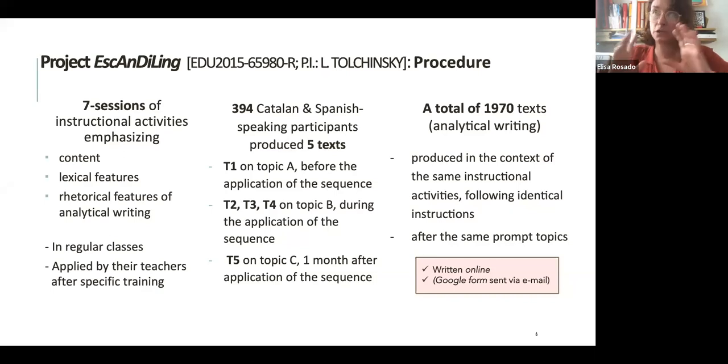Also, the sequence was quite complex, so to say. And they became familiar with the form and the evaluation of these types of texts, right? A total of almost 2,000 texts were collected, both in Spanish and Catalan, following the same prompts, the same instructions, and they wrote online using a Google form in this case.